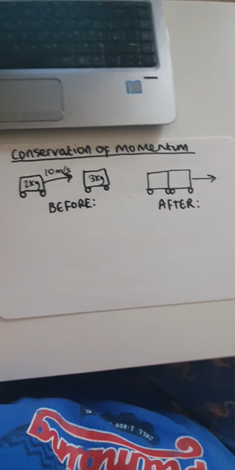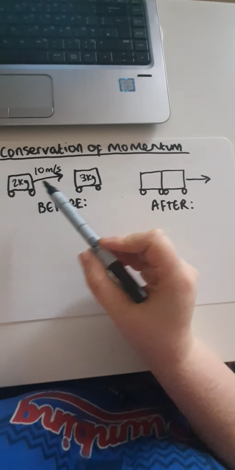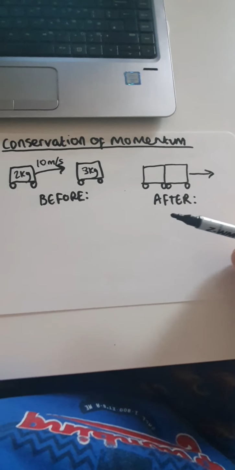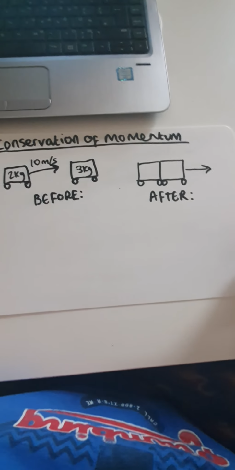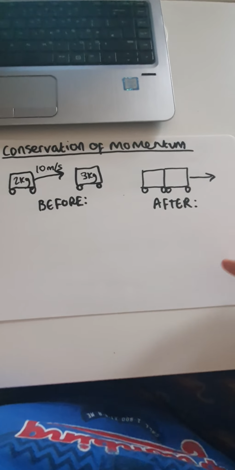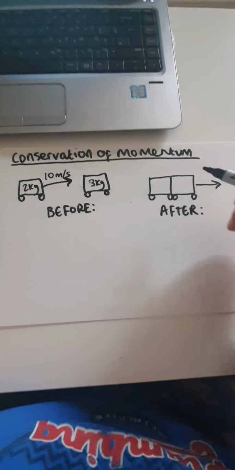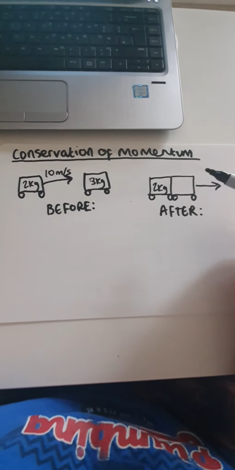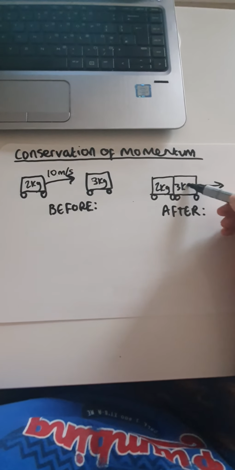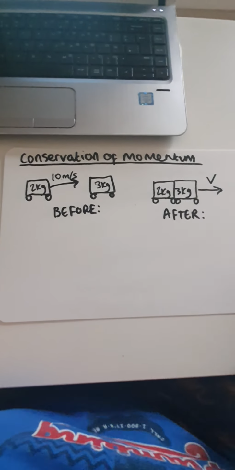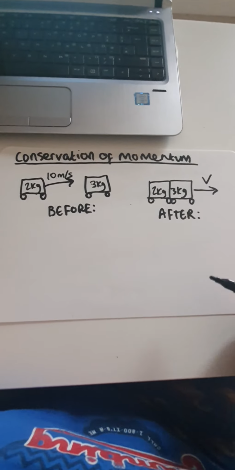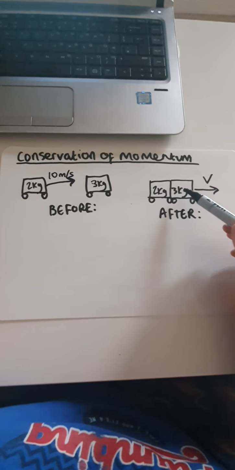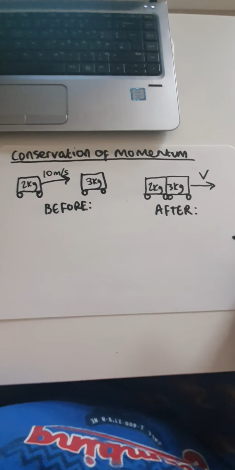Okay, now what's going to happen in this scenario is once they've collided, they're going to basically be stuck together. I don't mean literally stuck together like with glue, but they are touching, they are in contact with each other. Okay, so I know that this one is 2 kilograms and this one is 3 kilograms. You would be asked to work out possibly the speed of my 2 cars together after the collision.